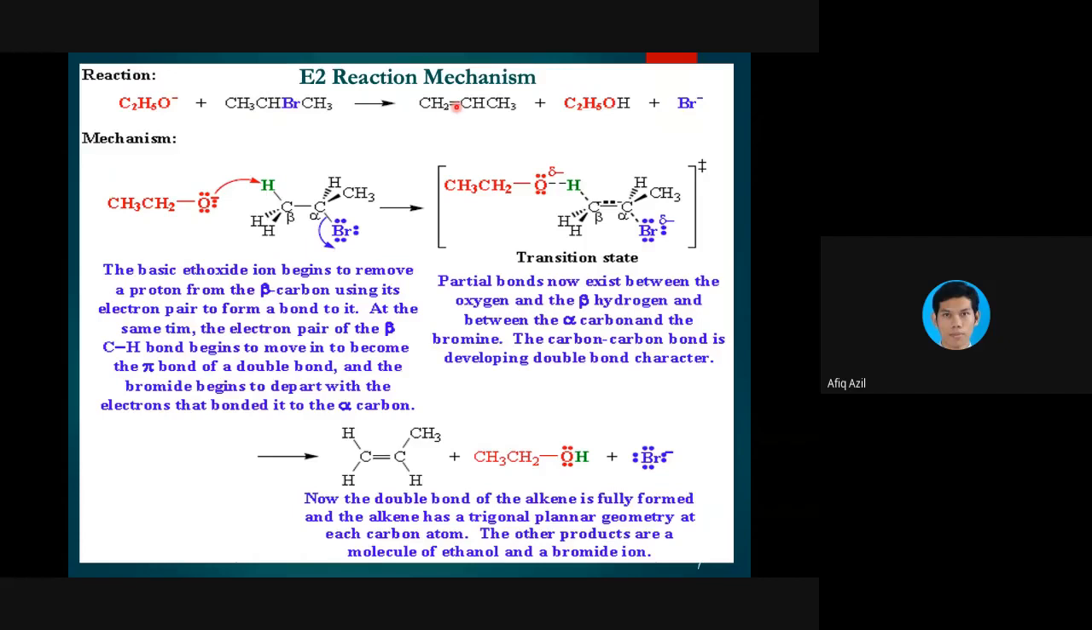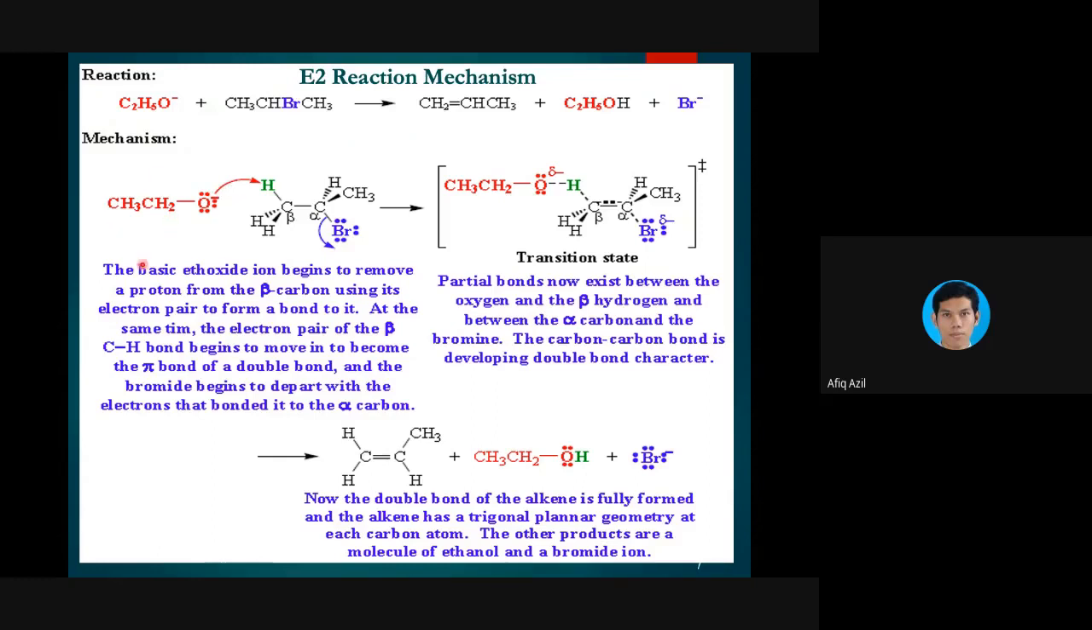So the product formed will be an alkene plus an alcohol and the bromide ion, or the halogen ion. Basically, the mechanism involves a single step in which you have a transition state structure. If you look over here, what will happen? Look at the arrow. The arrow tells you about the movement of the electron.